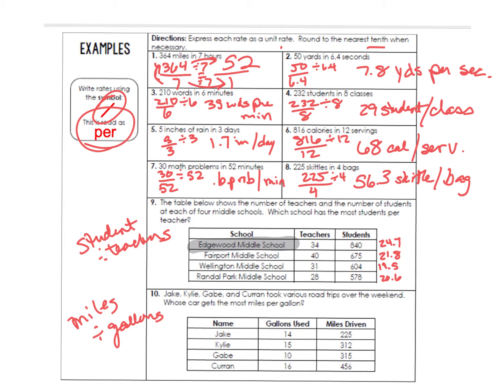So then number 10, if I divide my miles per hour, I have 16.07, 20.8, 31.5, and 28.5. So who has the best mileage, the most miles per gallon? That would be Gabe, has the most.